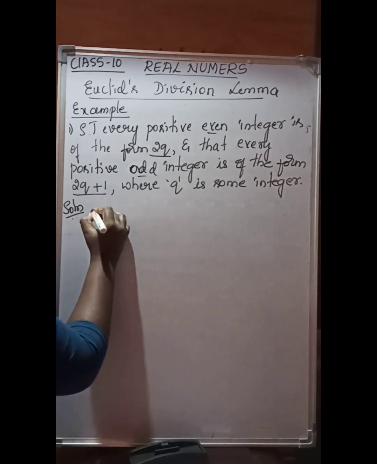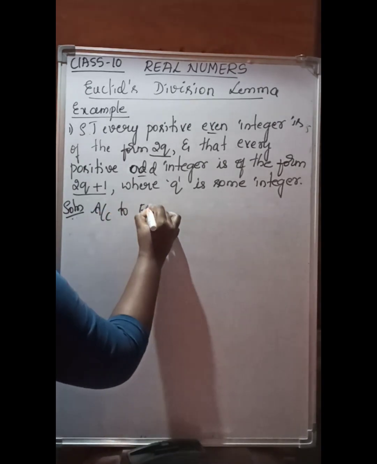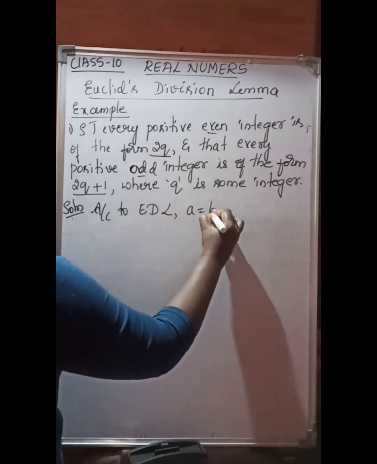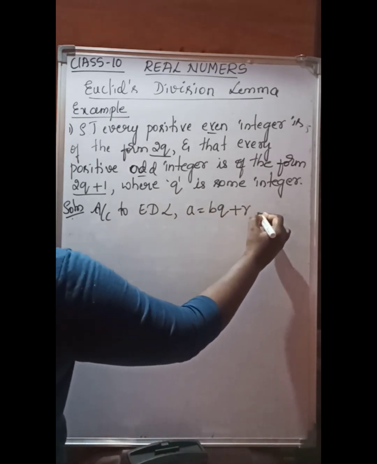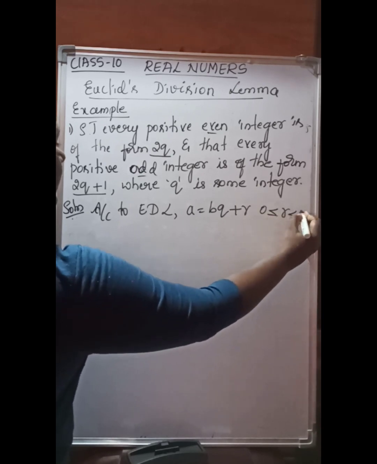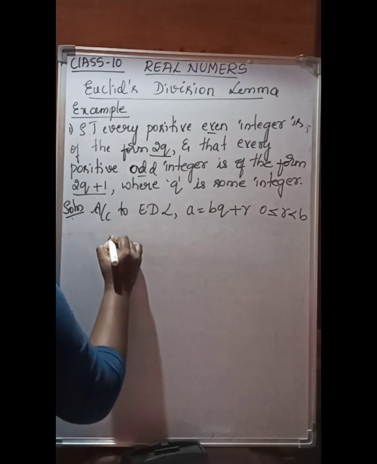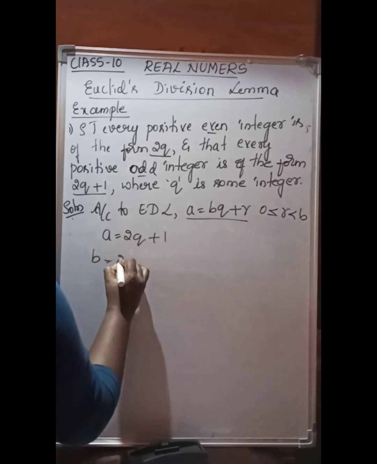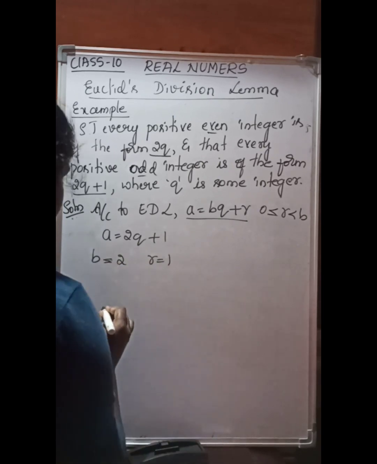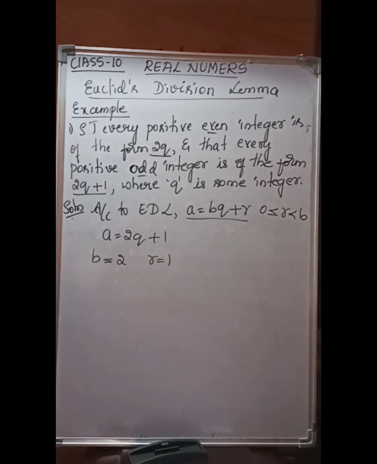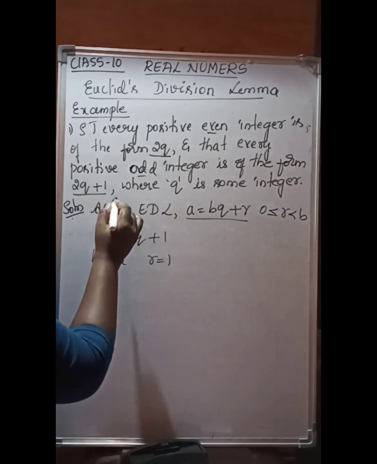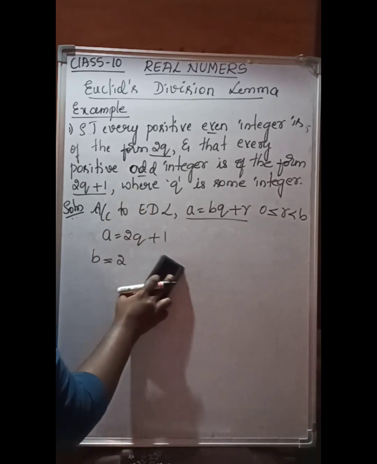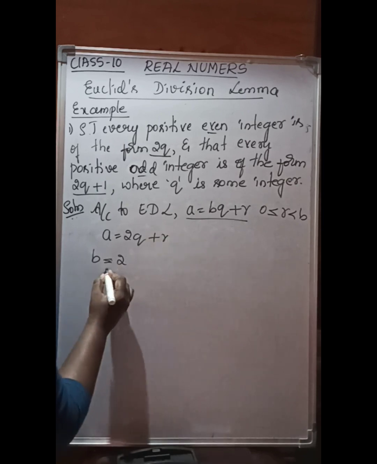Now we know that according to Euclid's division lemma, we have a statement, that is a equals b into q plus r, where r is greater than or equal to 0 and less than b. So according to this equation, write the given equation, that is a equals 2q plus 1. Here b is 2 and r is 1. Write r as it is. Consider b as 2.